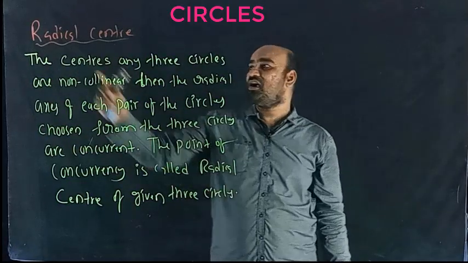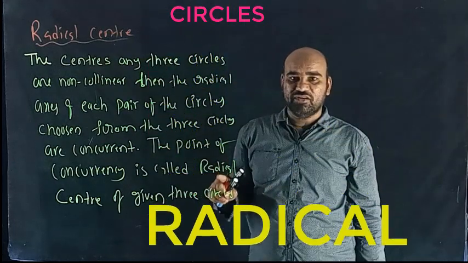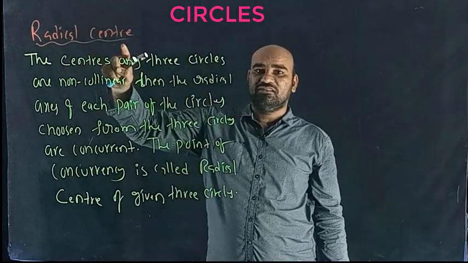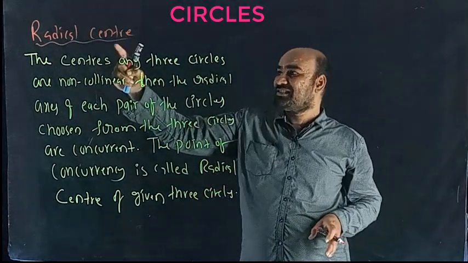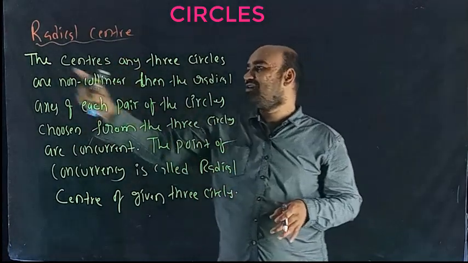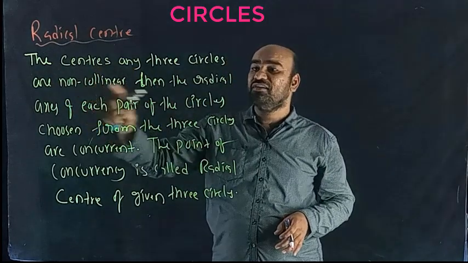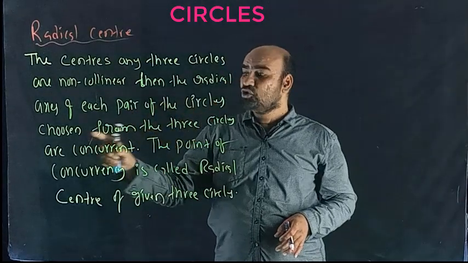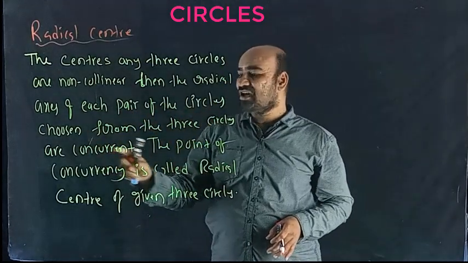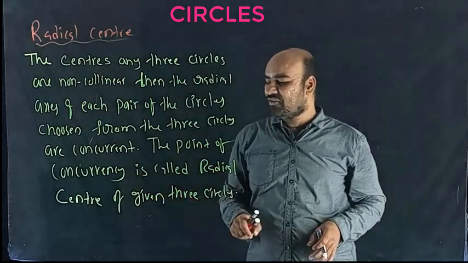Another concept, radical center. Radical axis concept is completed now. Now radical center. Radical axis means with reference to two circles. A radical center means with reference to three circles. See here, if the centers of any three circles are non-collinear, then the radical axes of each pair of circles chosen from the three circles are concurrent. The point of concurrency is called the radical center of the given circles.